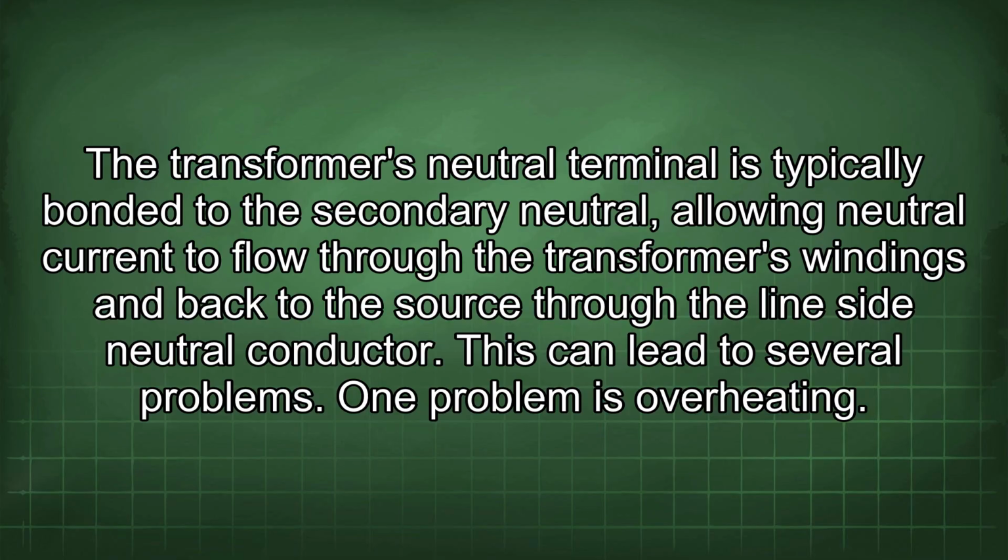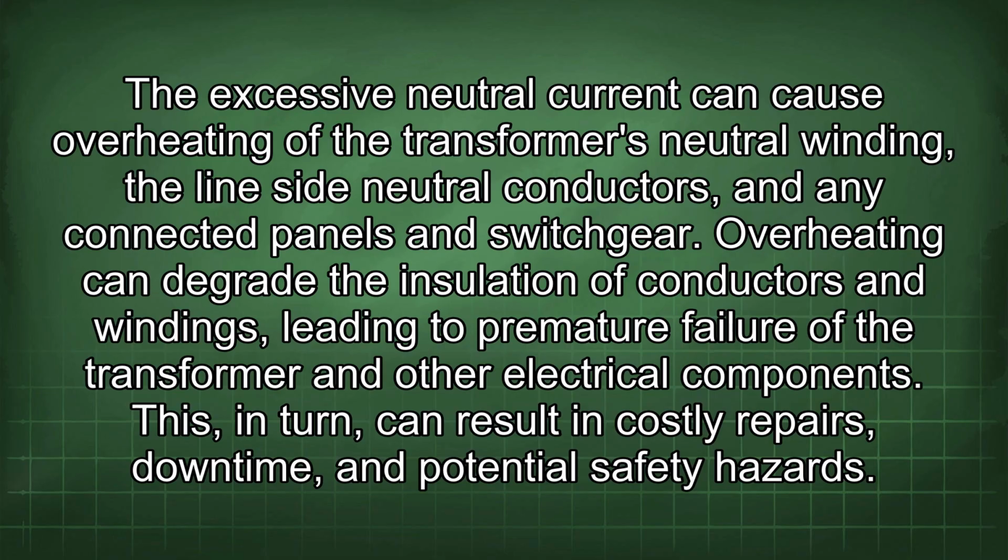One problem is overheating. The excessive neutral current can cause overheating of the transformer's neutral winding, the line-side neutral conductors, and any connected panels and switchgear. Overheating can degrade the insulation of conductors and windings, leading to premature failure of the transformer and other electrical components. This, in turn, can result in costly repairs, downtime, and potential safety hazards.